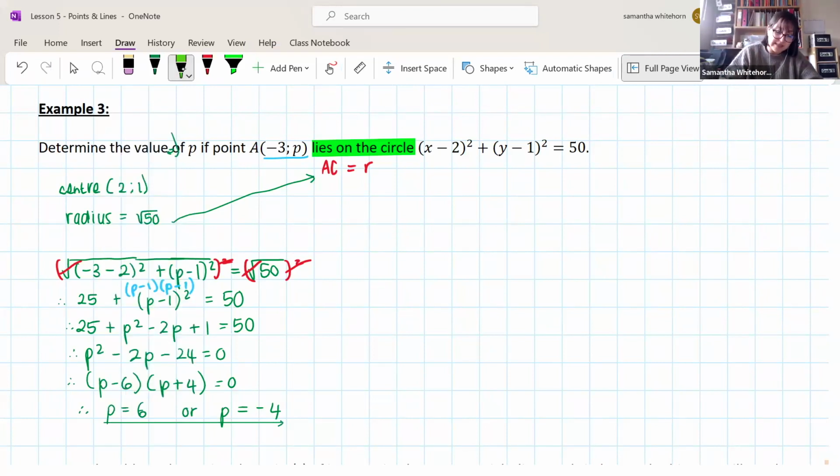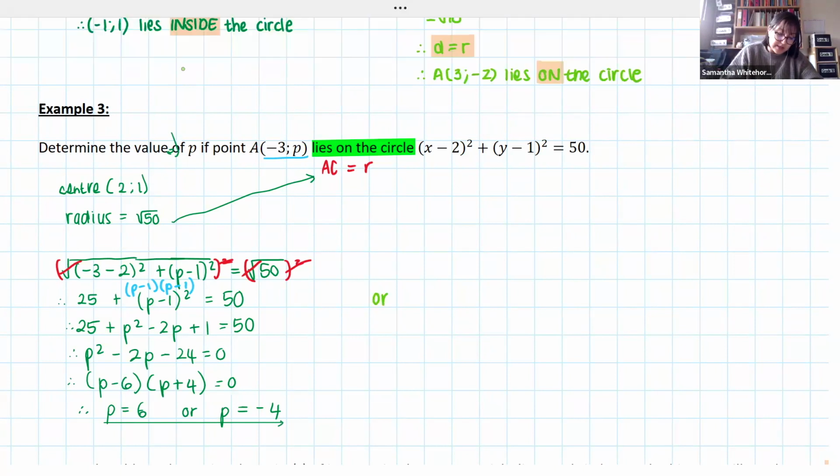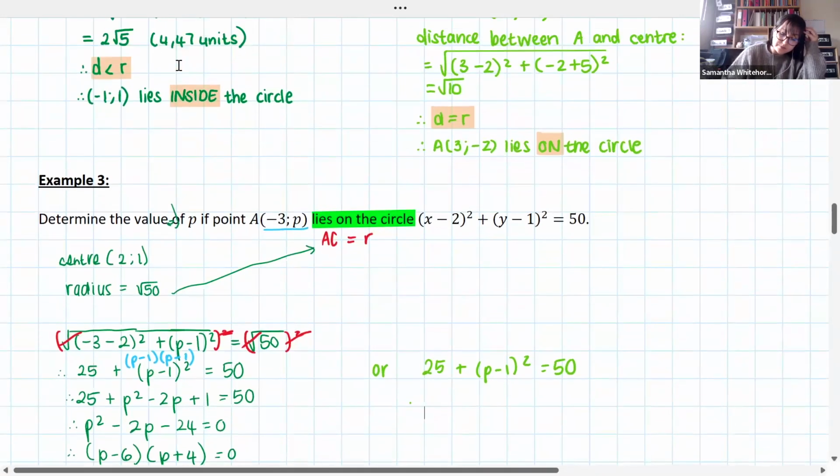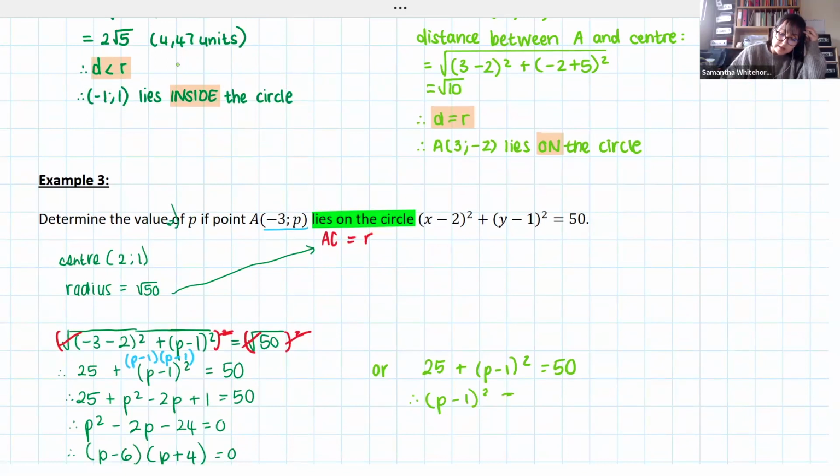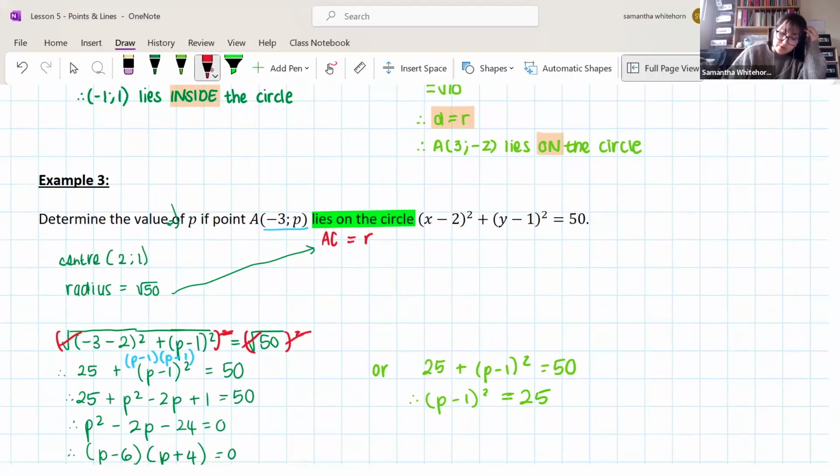do a silly mistake. But the other way that you can do this is from the point where you have squared both sides. What you have is 25 plus (p minus 1) squared equals 50. If you take that 25 over, you've got the brackets (p minus 1) squared is equal to 50 minus 25, which is 25. And what you can do is you can now go and square root both sides.